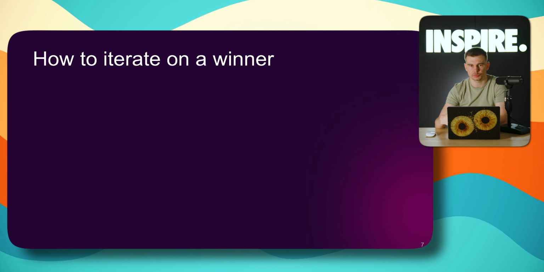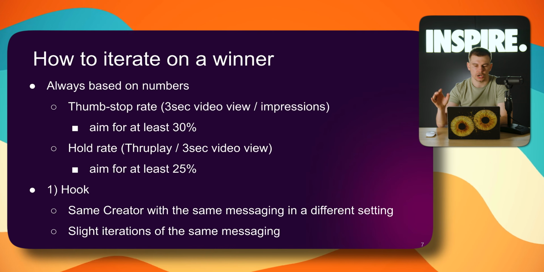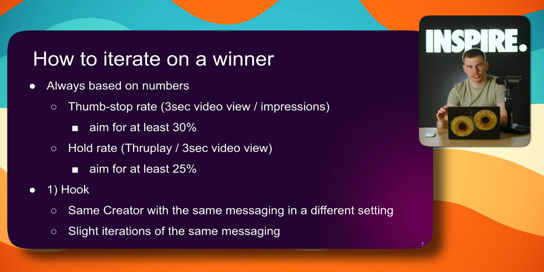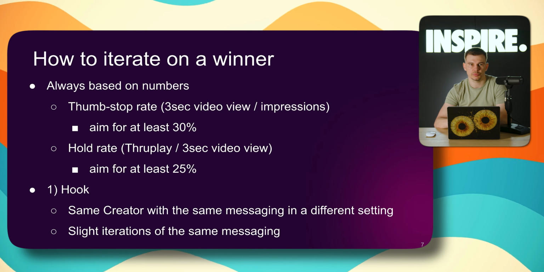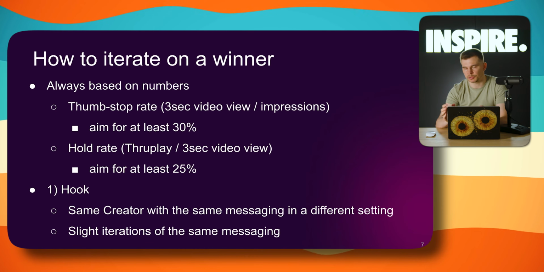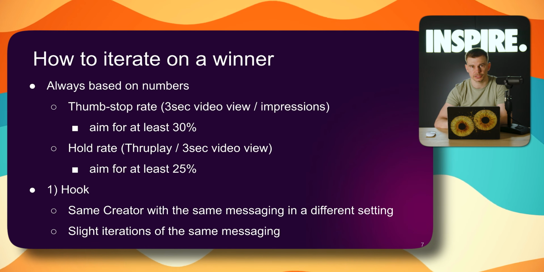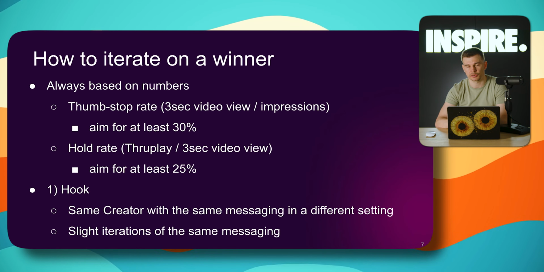So obviously this is part of the equation. What we all want to know is how to iterate on a winner. I'm always making my decisions based on the data, never based on assumption. So we are making decisions based on thumb stop ratio and hold rate. Thumb stop ratio is something you all know how to calculate: 3-second video views divided by impressions. This tells us how good the video is at grabbing attention.